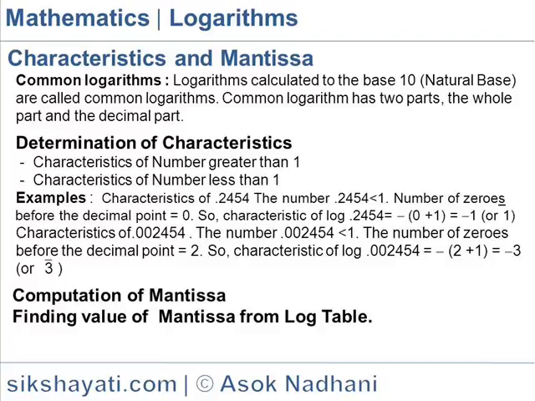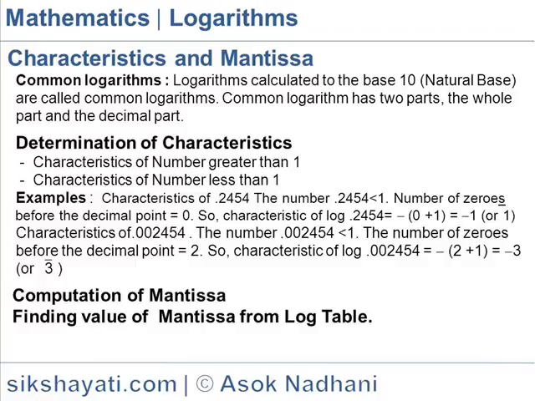Now the characteristic of 245.8. The number 245.8 is greater than 1. The number of digits before the decimal point is 3, that is 245. So there are 3 digits. Hence, the characteristic of log 245.8 is equal to 3 minus 1, which is equal to 2.